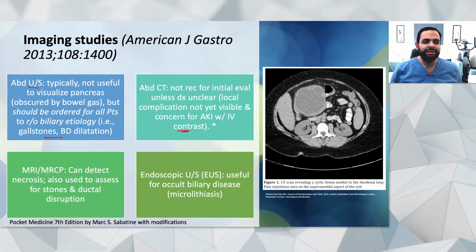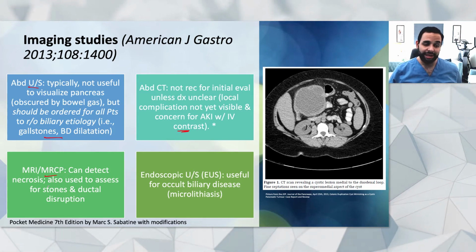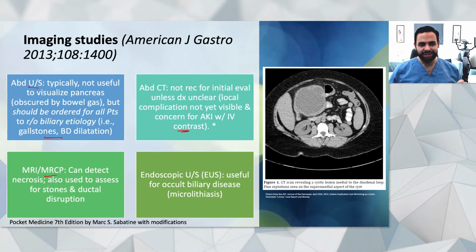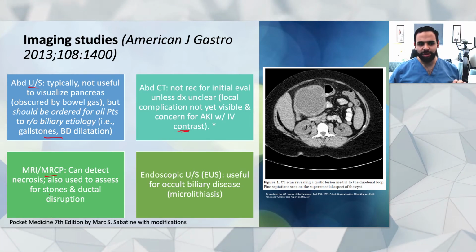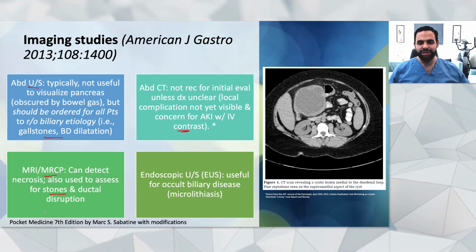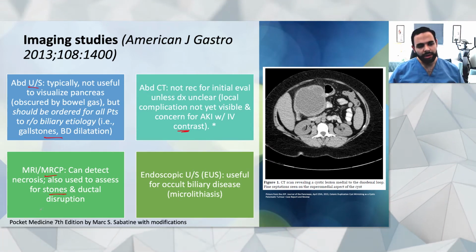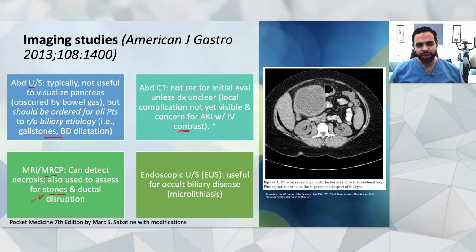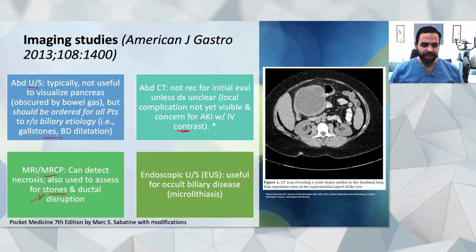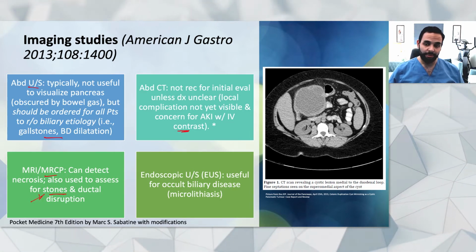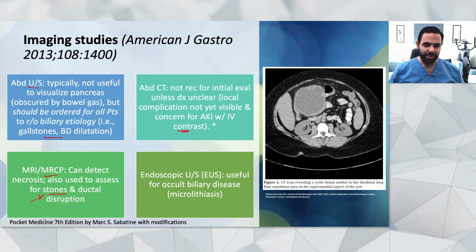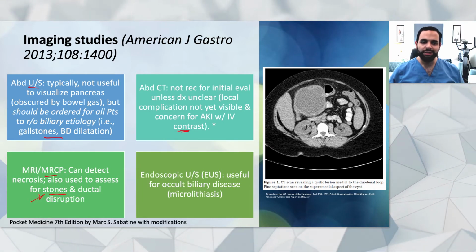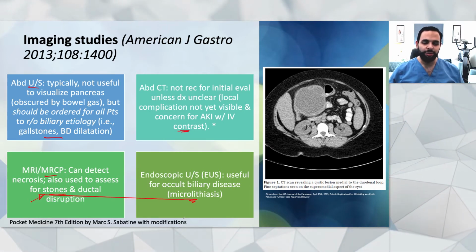MRI and magnetic resonance cholangiopancreatography can detect necrosis because they can visualize soft tissue very well, and are also used to assess for stones and ductal disruptions. Remember, stones can have similar lucency to some soft tissue depending on their compositions. Gallstones are very well seen, even the smaller ones, if they are not moving, on magnetic resonance and MRCP, especially MRCP. Endoscopic ultrasound is useful for occult biliary disease. We call that microlithiasis.